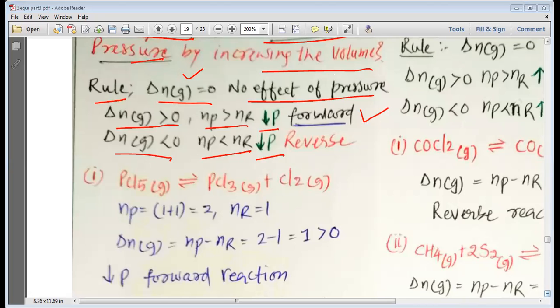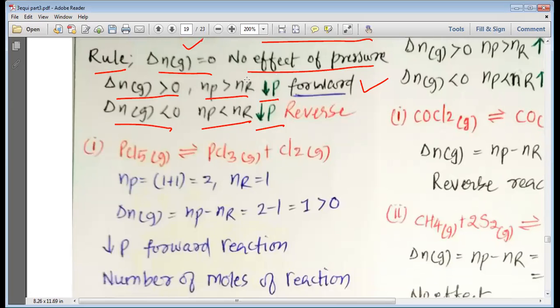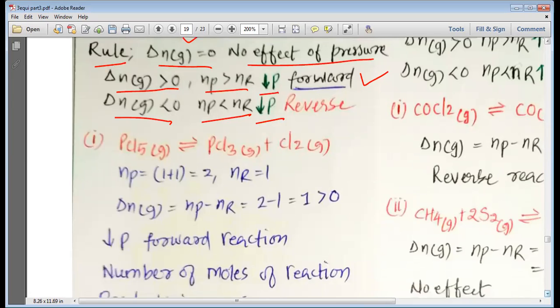Now, following this rule, let us solve the problem. But once again, please remember, when delta N gas is greater than 0, a decrease in pressure will cause the forward reaction. When delta N gas is less than 0, a decrease in pressure will cause the reverse reaction.